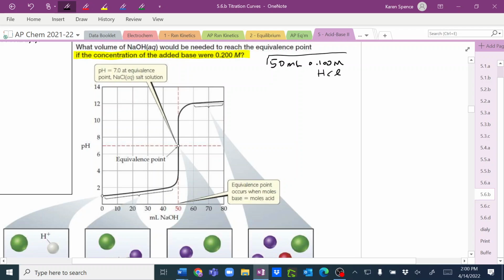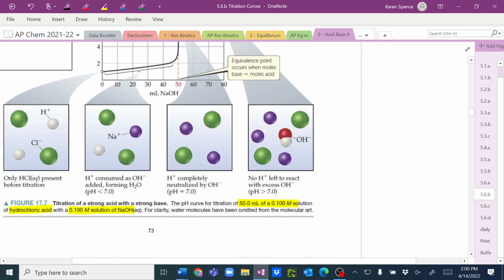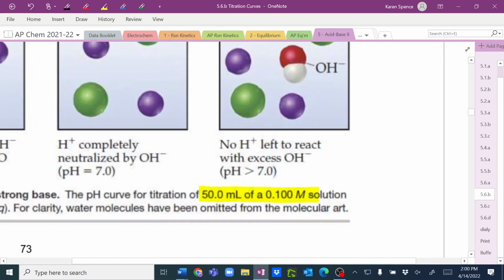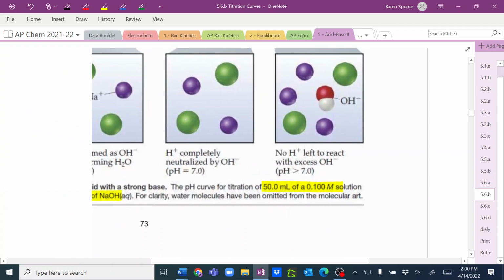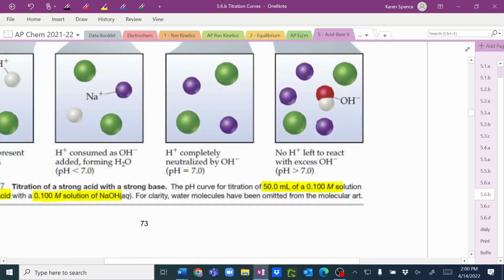And we know that the concentration of the NaOH for this diagram is 0.1 molar, because that's what it says in the question. This is the pH curve for the titration of 50 milliliters of 0.1 molar acid with 0.1 molar NaOH.